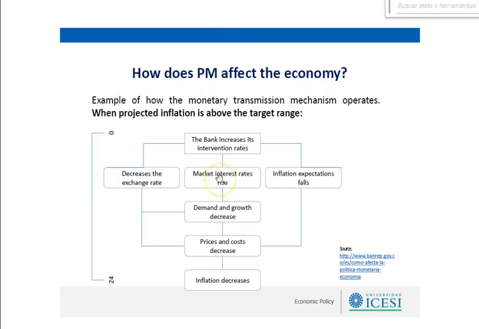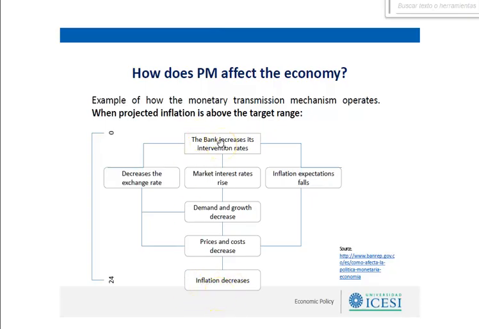Well, the third mechanism, if the bank increases the intervention rate, then all the rest of interest rates in the economy will rise, right? And then the demand will decrease. Why? Because the consumption and investment will decrease because the credit is more expensive given the increase in the interest rate. And then if the demand decreases, then the prices decrease and then inflation decreases.